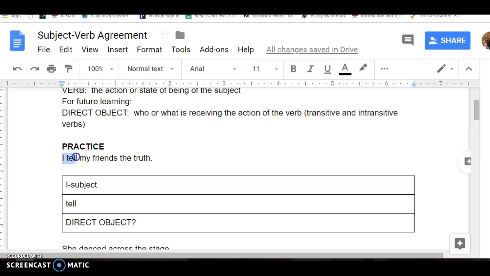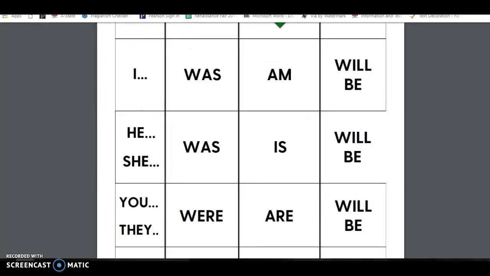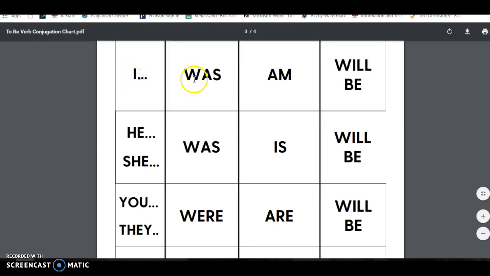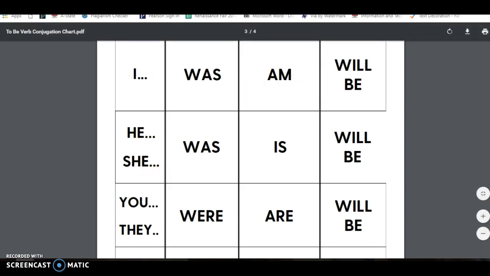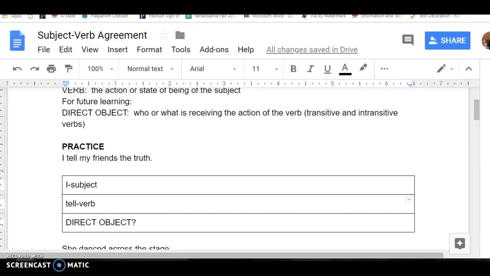So I tell. And we have to have that agreement to make sure that if you have a singular subject that you are using a singular verb. And what I mean by singular, plural, like if you would say I, you would either say was, am, or will be. He or she was, is, will be. You or they were, are, will be. Your subject and your verb have to correspond. A singular subject goes with a singular verb. Plural subjects, you have to use the plural form of the verb. So you have to know how to conjugate the verbs.